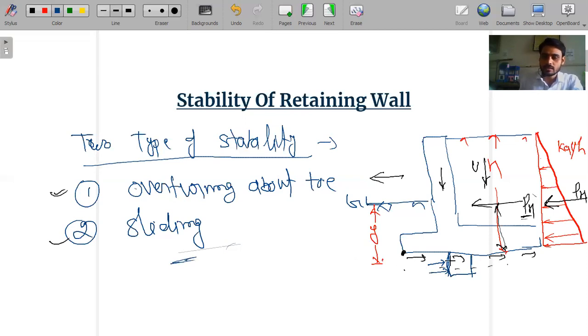So by calculating these values, we can check the stability criteria against overturning and sliding for the retaining wall, right?